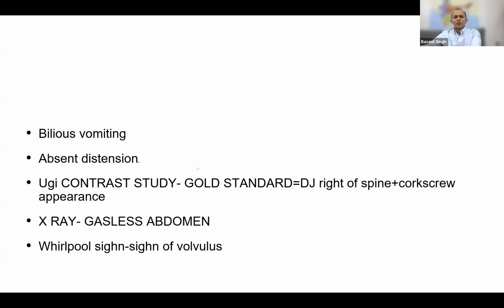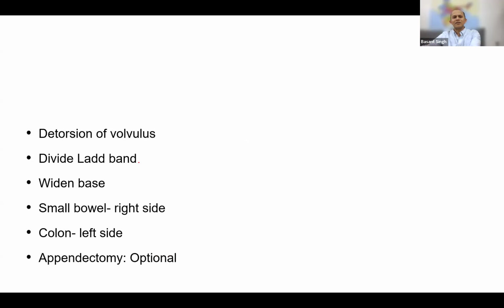Upper GI contrast study is the gold standard. What we see is DJ flexure displaced to the right of the spine, you have a corkscrew appearance, and a gasless abdomen because the obstruction is at the level of the duodenum. That is why they have a gasless abdomen. Whirlpool sign is a sign of volvulus.